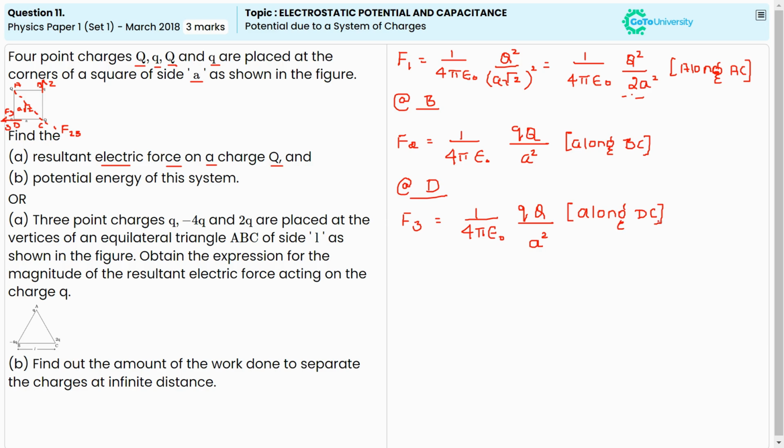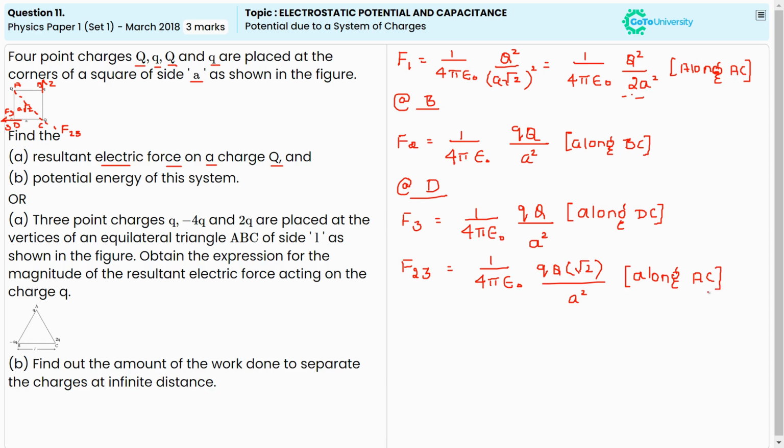The resultant of these two equal forces, that is F2 and F3, the resultant force F23 is equal to 1 upon 4 pi epsilon naught into Q square under root of 2 divided by a square. This is along AC.